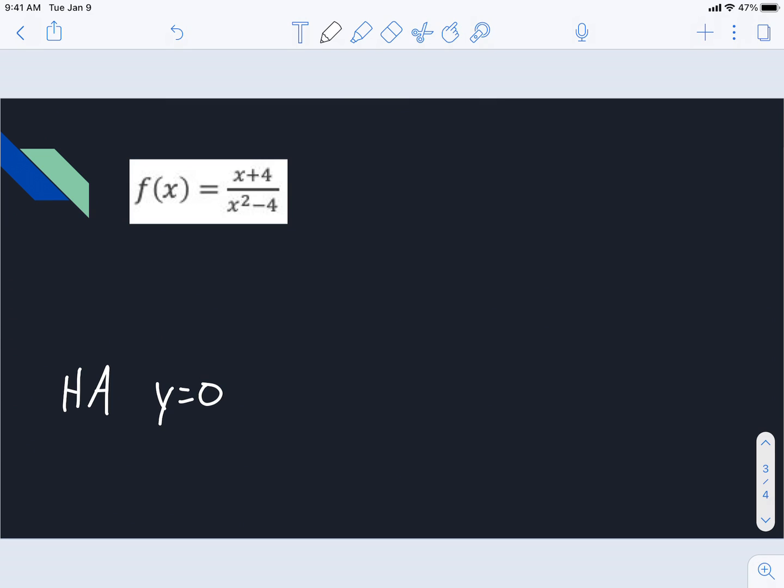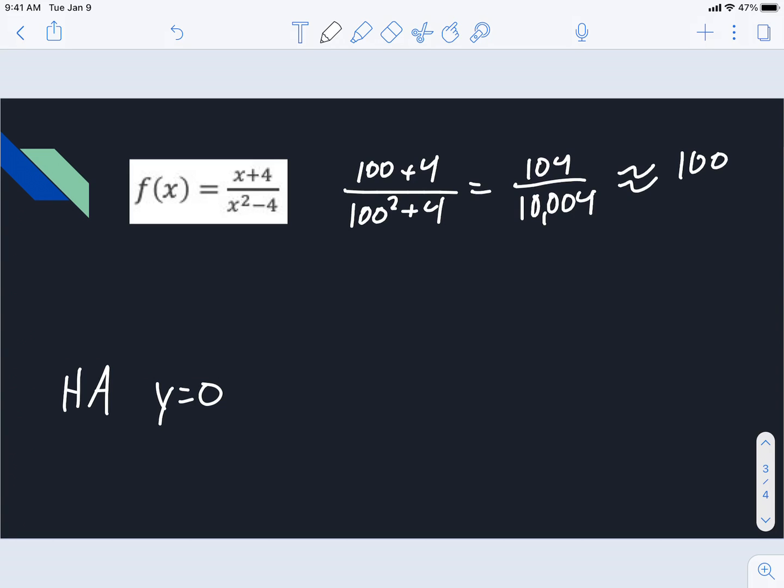Let's say I plug in 100. So 100 plus 4 over 100 squared plus 4. Well, that's going to give me 104 over 10,004. And that's pretty darn close to 100 over 10,000. If I were to estimate it, I would say those two things are pretty much the same. You could round 104 to 100 and 10,004 to 10,000 in most scenarios.